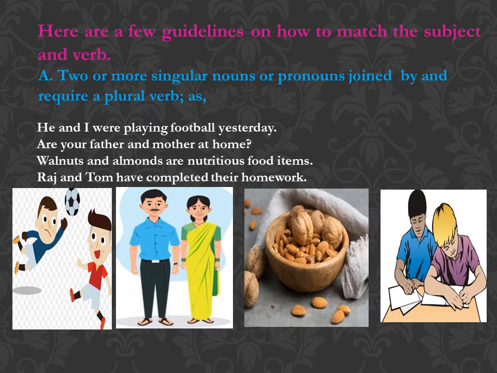Walnuts and almonds are nutritious food items. Here, walnuts and almonds are two nouns, so we will use a plural verb are. Raj and Tom have completed their homework. Here, Raj and Tom are two nouns, so we will use the plural verb have.